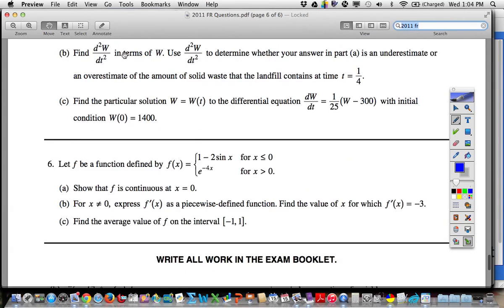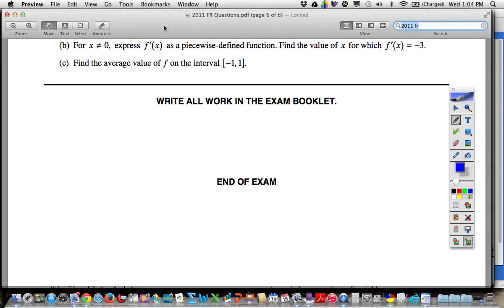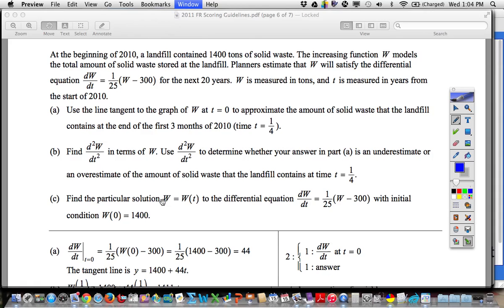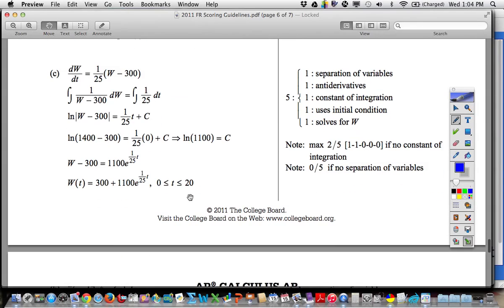Oh, by the way, while you're doing that, let me scroll up here. I was going to show you the scoring guideline for this problem in 2011. This was worth 5 points. So you got 1 point for separating your variables. You got 1 point for your antiderivatives. So if you missed either one of the antiderivatives, you lost a point. You got 1 point for even writing down a plus C, because evidently a lot of people forget that. Then you got a point just for using your initial condition, not even using it correctly, but if you plugged in your initial condition, you got a point.